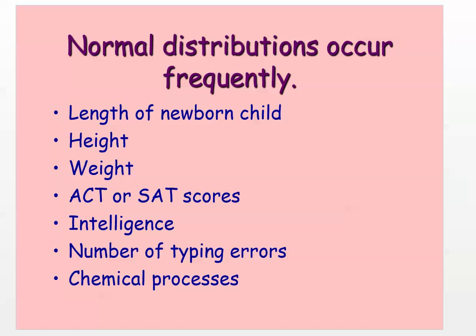Well, why do we care? Some places that the normal model tends to have relevancy are things like newborn baby height and weight, college entrance exam scores, and intelligence scores. Pretty much a lot of processes where we have a single expected value and there are very few extreme good and bad cases, we consider to be a normal model.